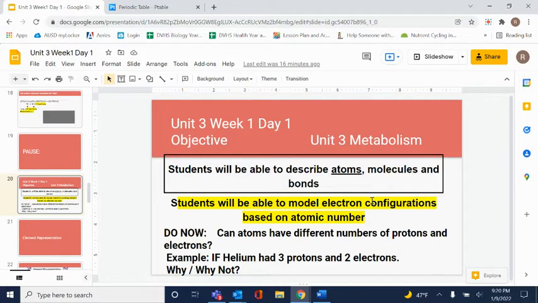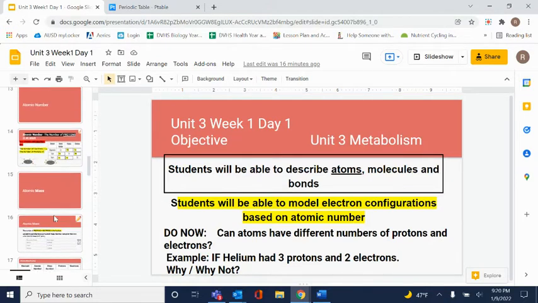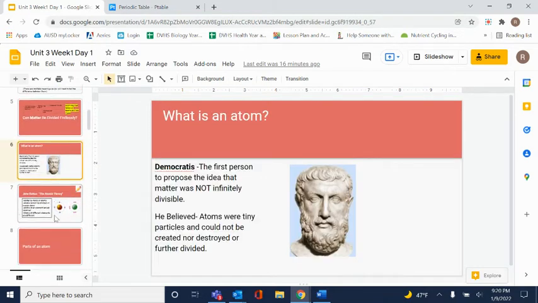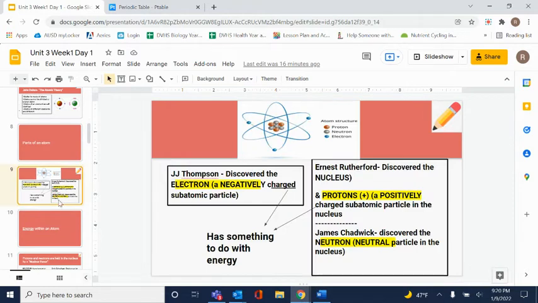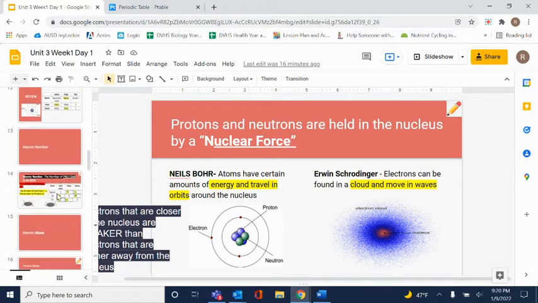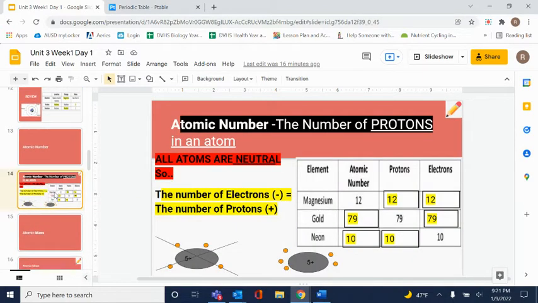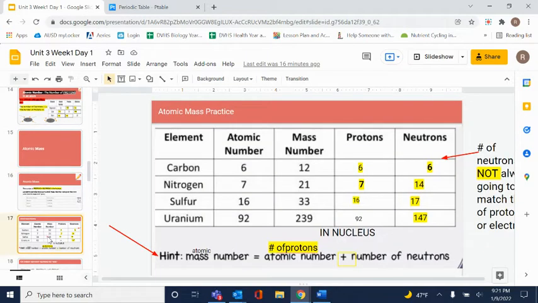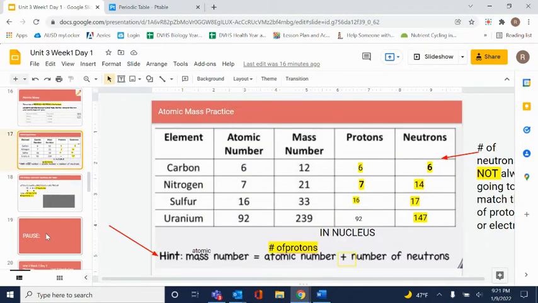We are going to finish up the lesson on atoms from last class period. If you remember, we were talking about the history of who discovered the atom. We talked about the parts of an atom. We then talked about atomic number and atomic mass. You were supposed to have filled in the worksheet called Atomic Mass and Atomic Number Worksheet. That was due last week. I can open it up for you if you are still finishing it.